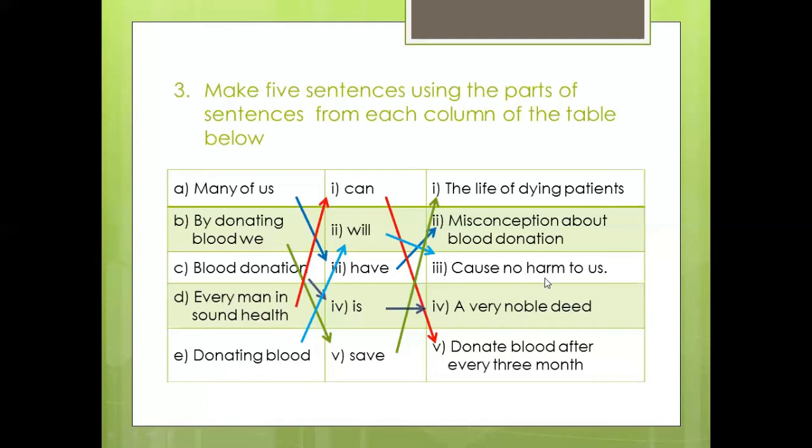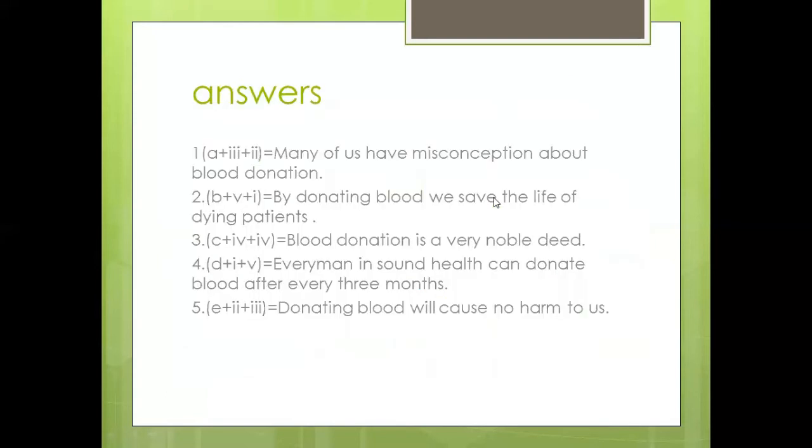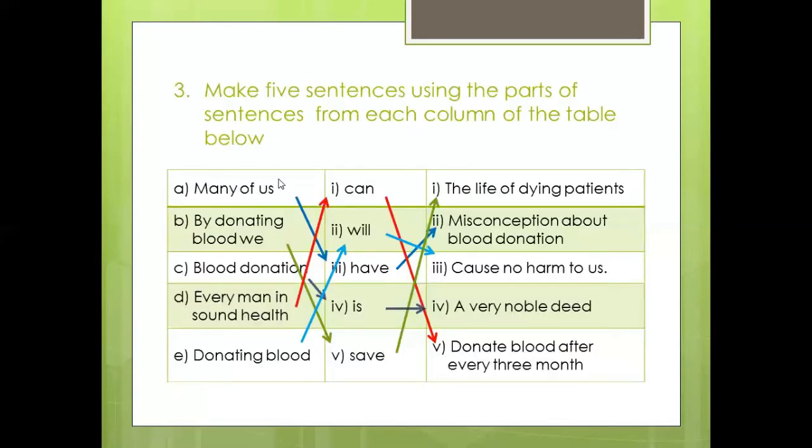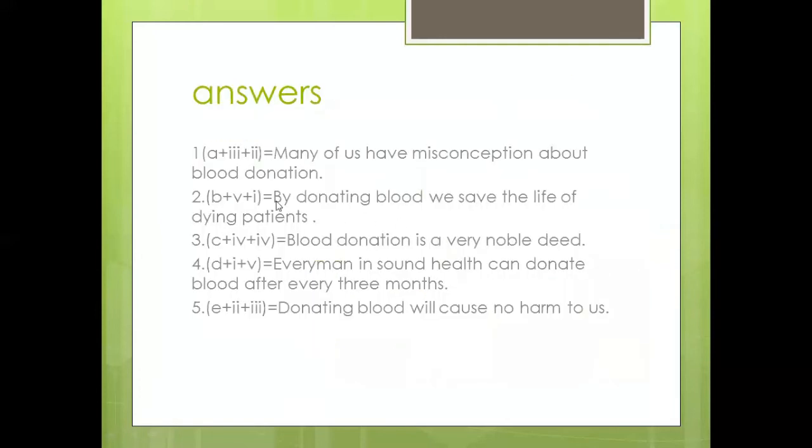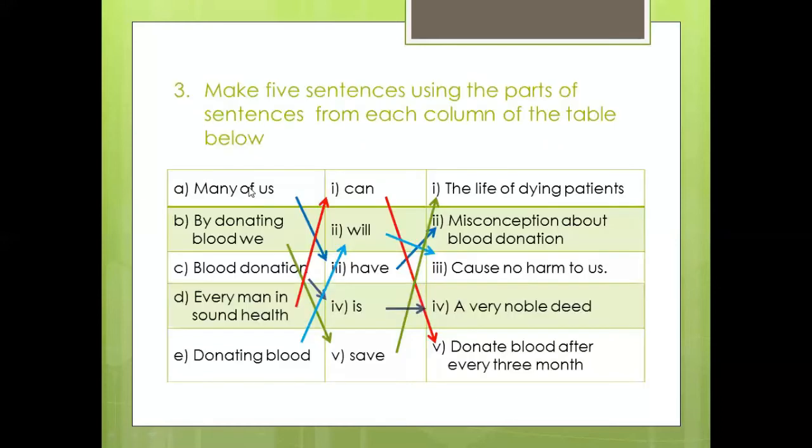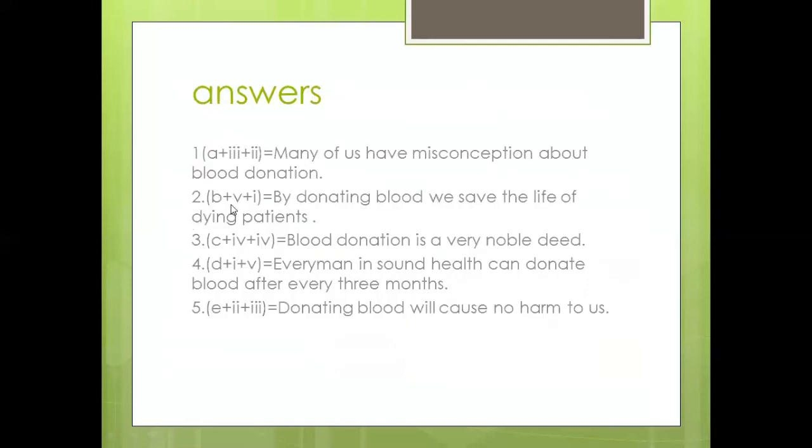So now we'll see how to write these sentences in our answer script. So for the first one, for number 1, we can see that we have connect number A with number 3 of column B with number 2 of column C. So you can write it like A plus 3 plus 2. Then our sentence. Many of us have misconception about blood donation. And then by donating blood, we save the life of dying patient. Number B plus number 5 plus number 1. B plus 5 plus 1.